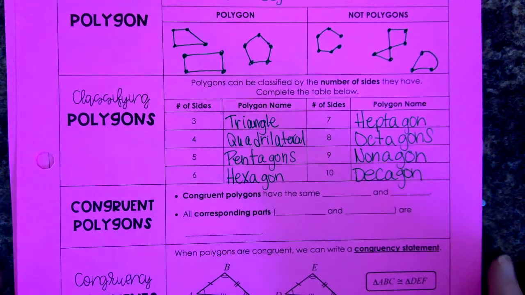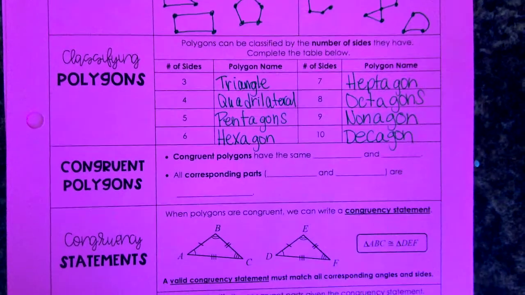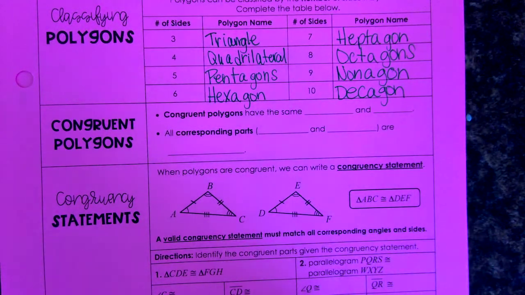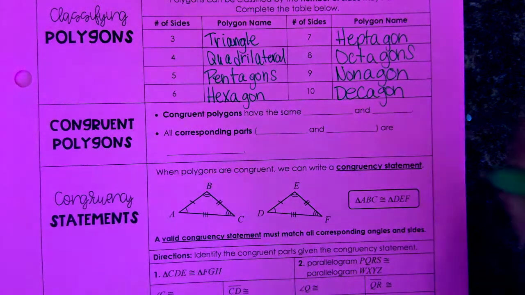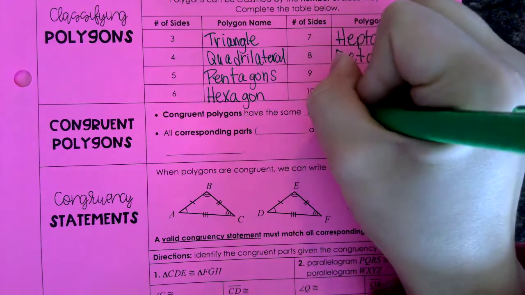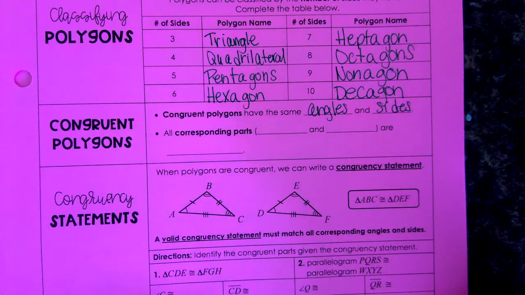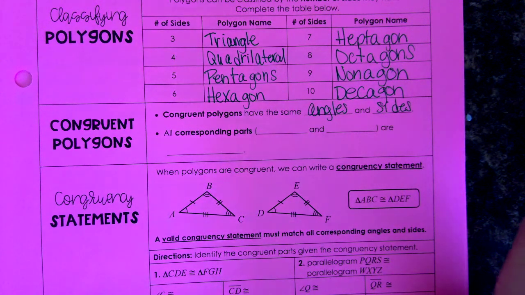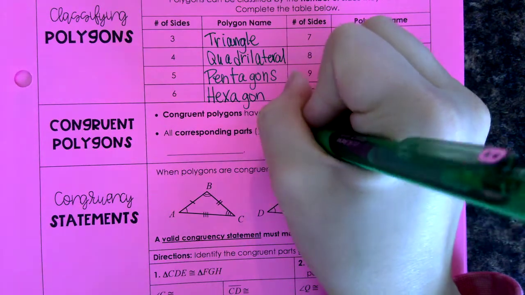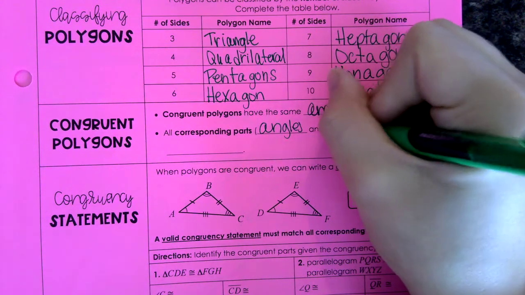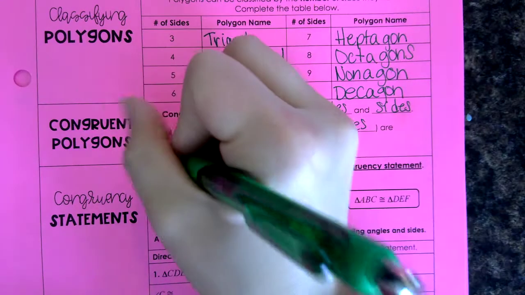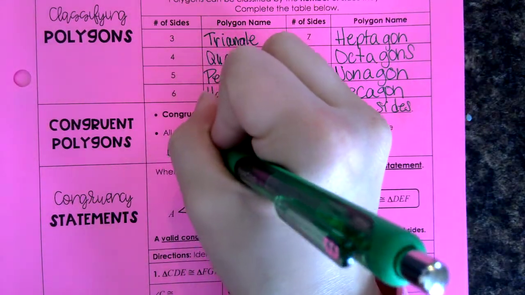So those are the names of shapes that we're going to want to know based on how many sides they have. And so now we're going to look at different polygons, and we need to determine which are congruent. What is a congruent polygon? First thing that we need to understand: congruent polygons have the same angles and sides. So same exact angles and same exact side lengths. All corresponding parts, so that means all the angles and all the sides are congruent. So remember, congruent means the same.